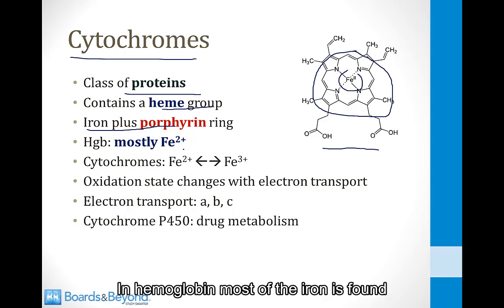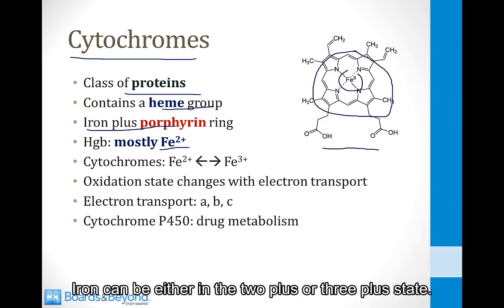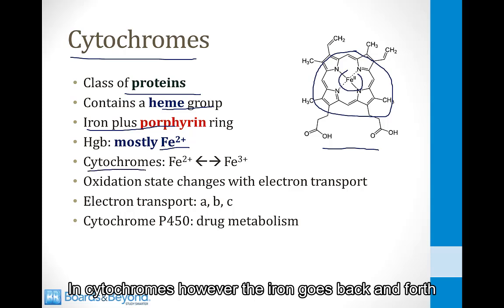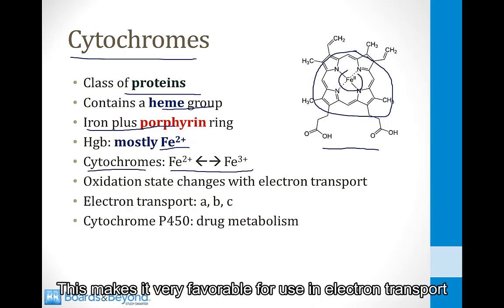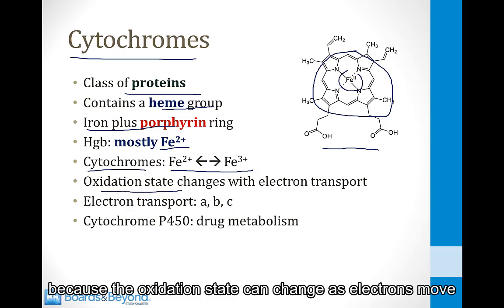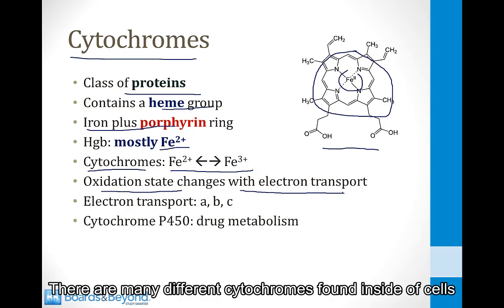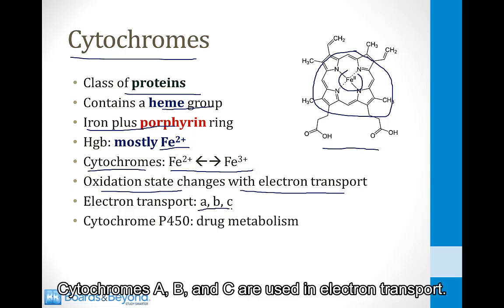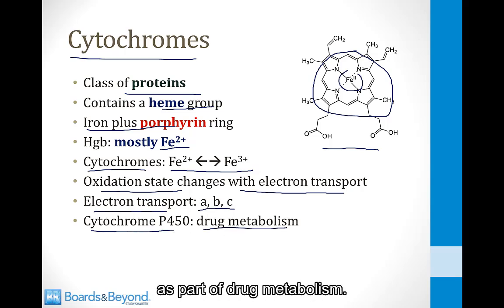In hemoglobin, most of the iron is found in the Fe2+ state. Iron can be either in the 2+ or 3+ state. In cytochromes, however, the iron goes back and forth between the 2+ and the 3+ state. This makes it very favorable for use in electron transport because the oxidation state can change as electrons move through the cytochrome structures. There are many different cytochromes found inside of cells in the body. Cytochromes A, B, and C are used in electron transport, and then you may know that cytochrome P450 is very important as part of drug metabolism.